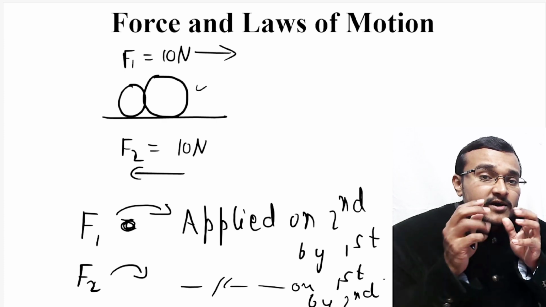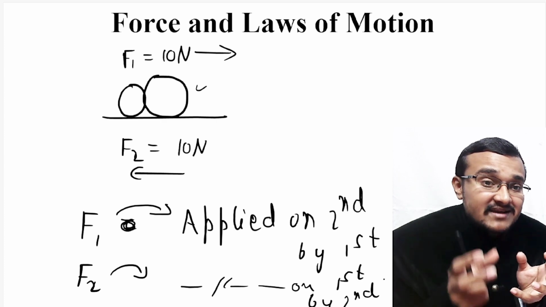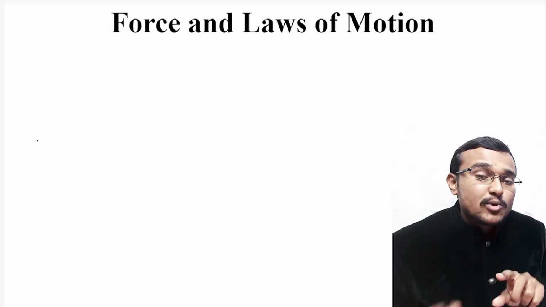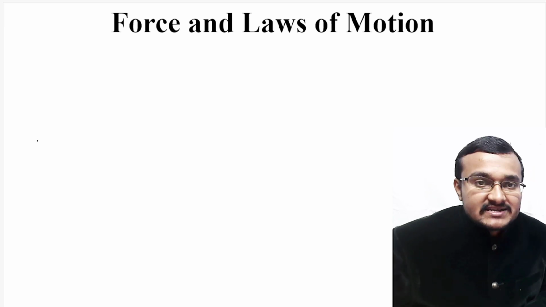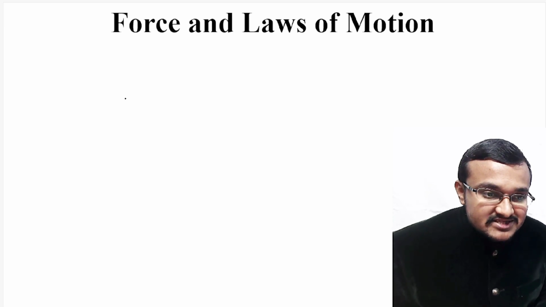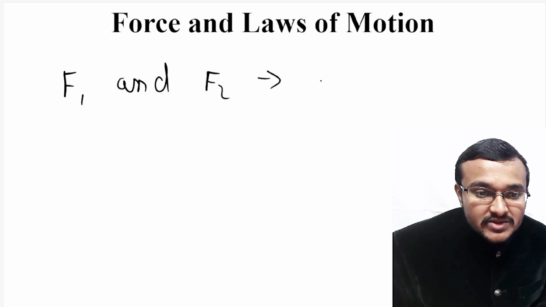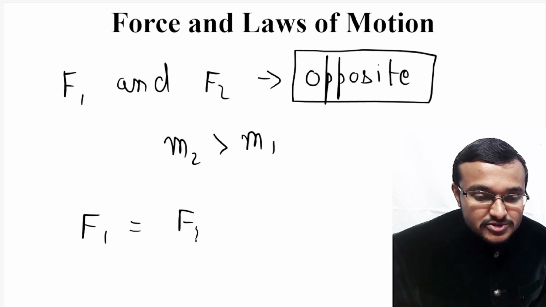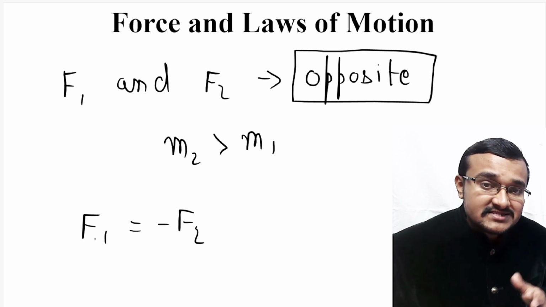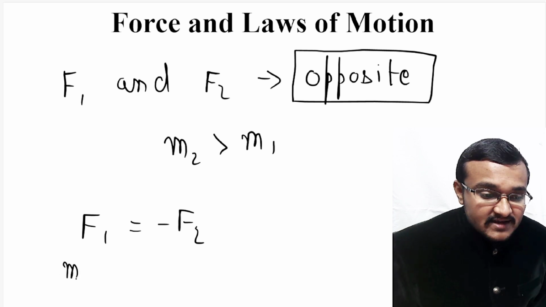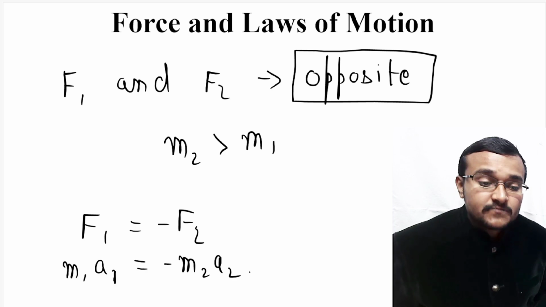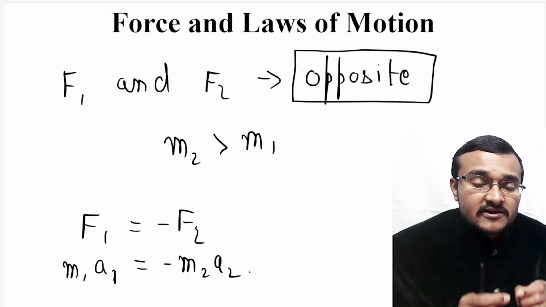So the forces are opposite in direction and these forces are applied on different bodies. Two forces are acting upon two different bodies simultaneously, oppositely. That means force F1 and force F2 are opposite in direction. So F1 and F2 will be equal and opposite to each other. F1 is equal to minus F2, that is, M1 a1 is equal to minus M2 a2. So this is the equation of the third law of motion.